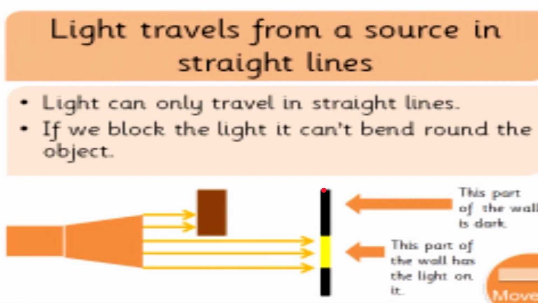Then, when we kept this brick over here, the light which was coming through here is not able to go to the wall. Only this yellow area is the part where the light could reach. So you see, the light over here cannot turn around and go like this. It can just be blocked and kept here. See, this part of the wall is dark, and this part of the wall has light on it.